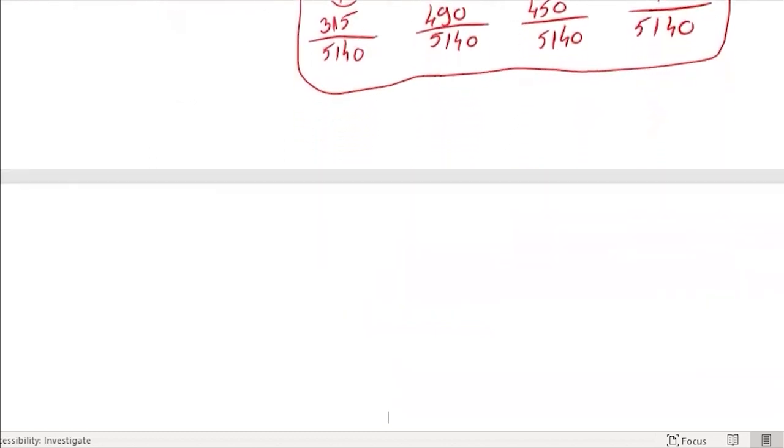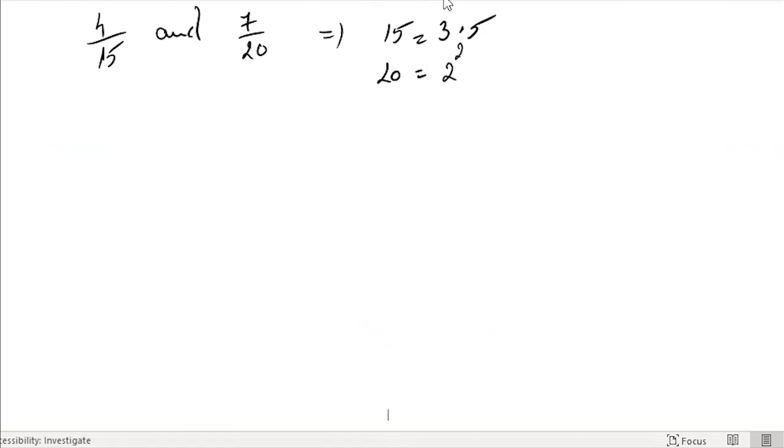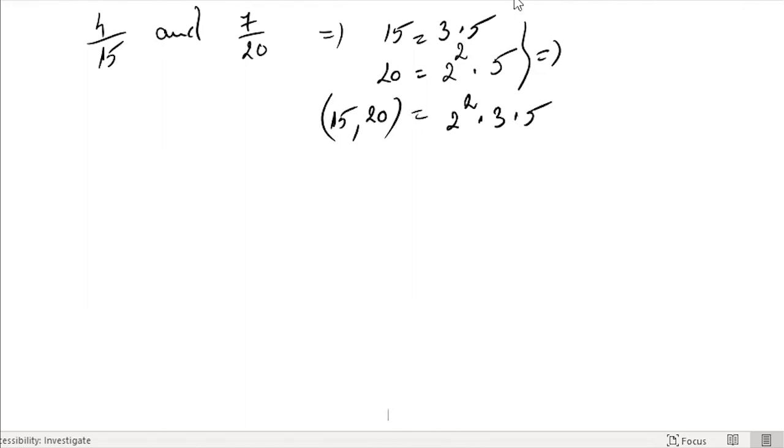Let's take another example in order to understand better: 4 over 15 and 7 over 20. We are going to decompose each denominator into prime factors. So we have 15 equals 3 multiplied with 5. 20 equals 4 multiplied with 5, but 4 we are going to write as 2 to the power of 2, so 20 equals 2 to the power of 2 multiplied with 5. And it results that the least common denominator is 2 to the power of 2 multiplied with 3 multiplied with 5 equals 60.